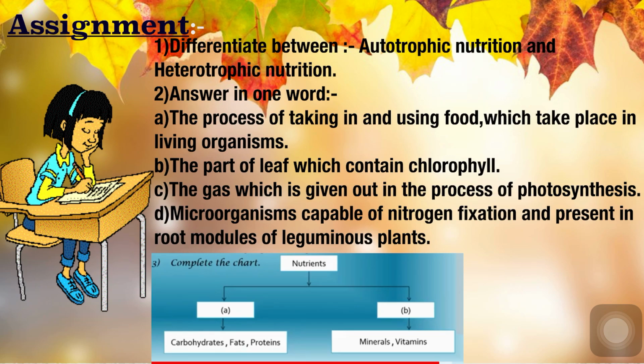Students, now I want you all to do a small assignment based on this module. Differentiate between autotrophic and heterotrophic nutrition. Answer in one word: the process of taking in and using food which takes place in a living organism. The part of the leaf which contains chlorophyll. The gas which is given out in the process of photosynthesis. Microorganism capable of nitrogen fixation and present in root nodules of leguminous plants. And the last one, complete the given chart.